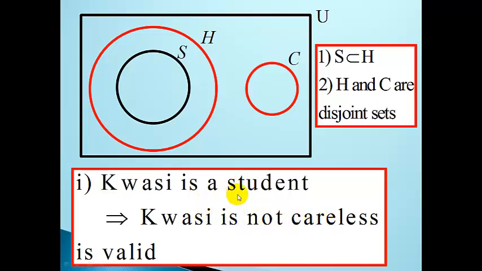Now, when we say Kwasi is a student, that means that Kwasi is within the circle S. Implies Kwasi is not careless. This is valid because if Kwasi is within S, he cannot be here at the same time. And so if Kwasi is a student, it implies that Kwasi is not careless. It's a valid argument.